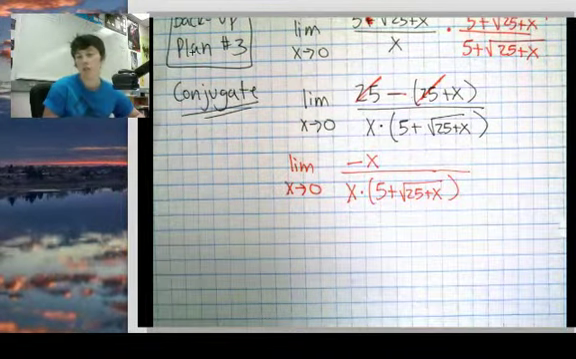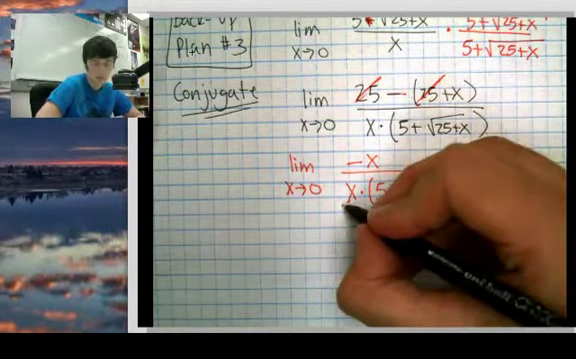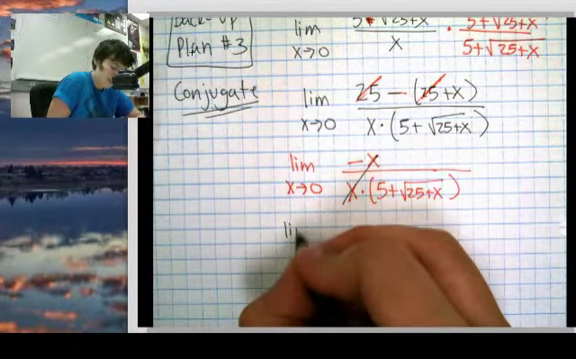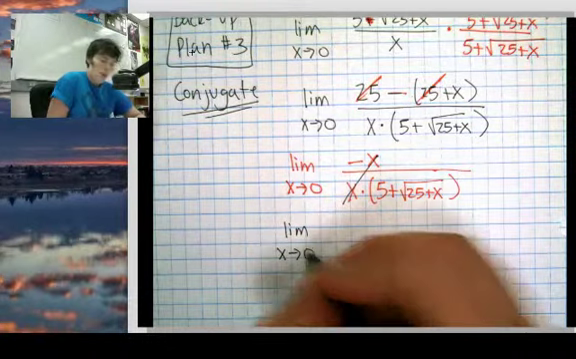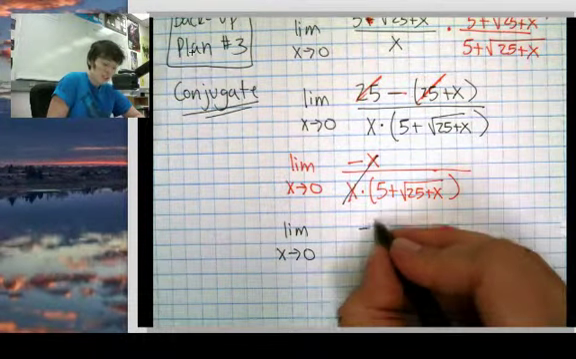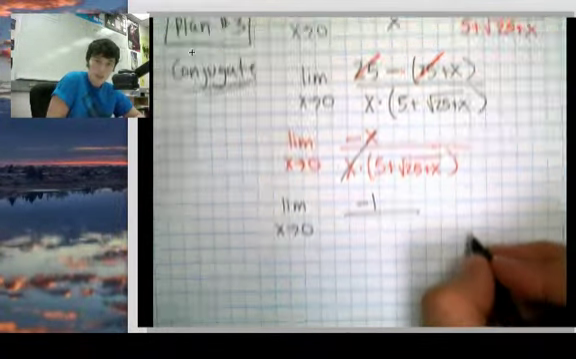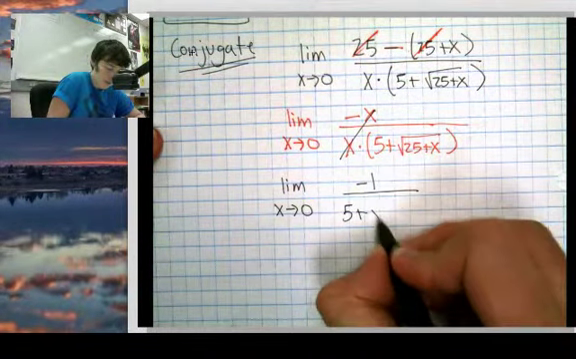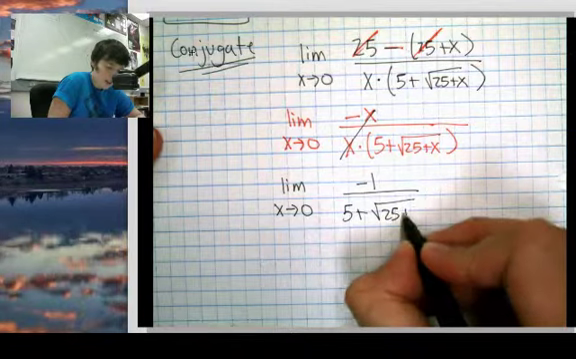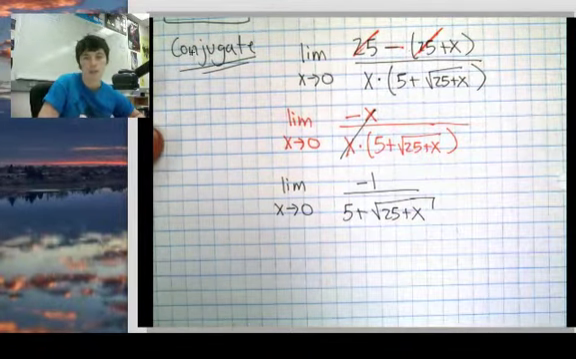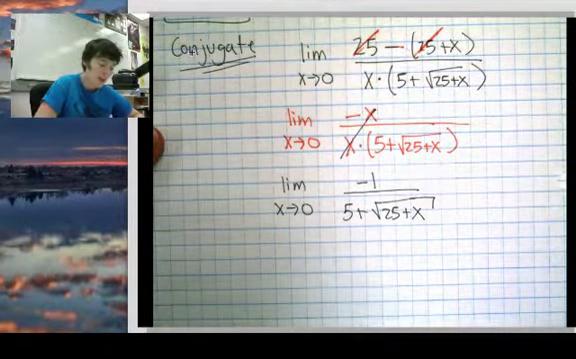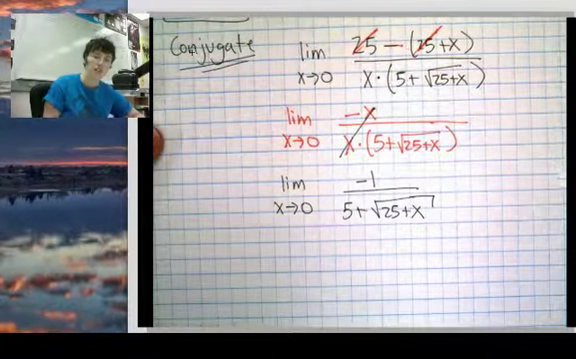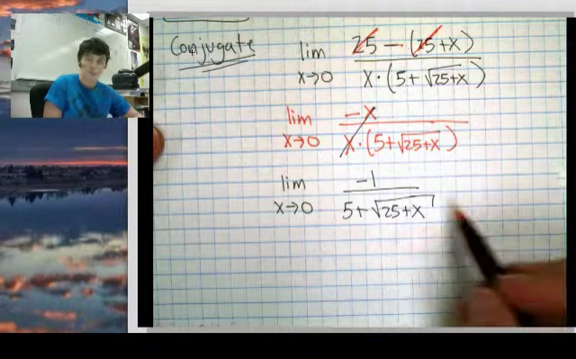Okay, so look what cancels now. The x's. We're getting rid of things. This is a good sign. So we have the limit as x goes to 0. We have negative 1 left on top. That's it. On the bottom, all we have is 5 plus the square root of 25 plus x. Now, ideally, we'd like to just get rid of the fraction because that's where the issue was. But I don't know if I'm going to be able to. I can plug and chug, though. Plugging in 0 is not going to give me any errors.